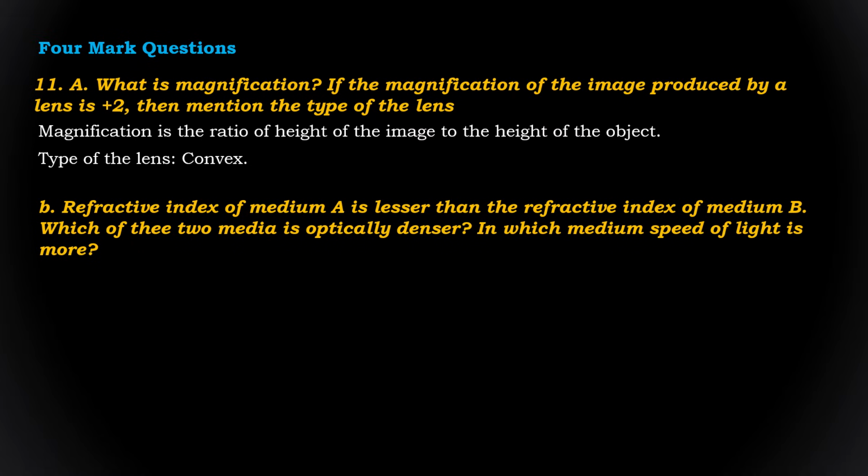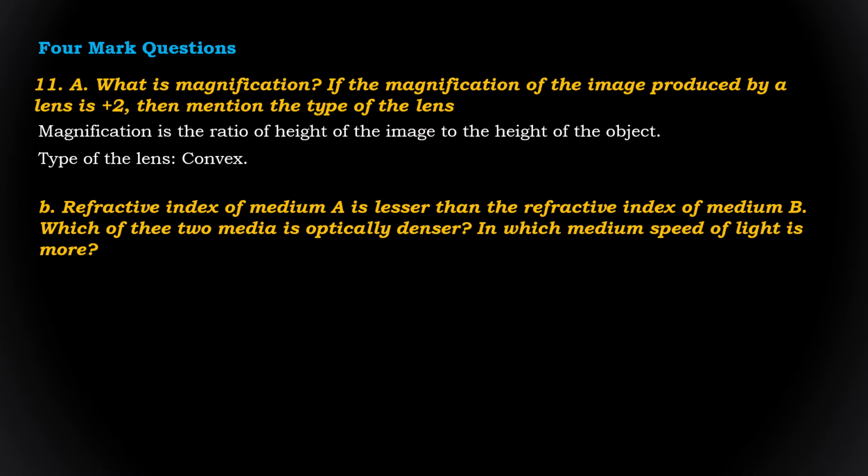The next part: the refractive index of medium A is less than the refractive index of medium B. You have to understand this particular part. Which of these two media is optically denser? In which medium is the speed of light more?